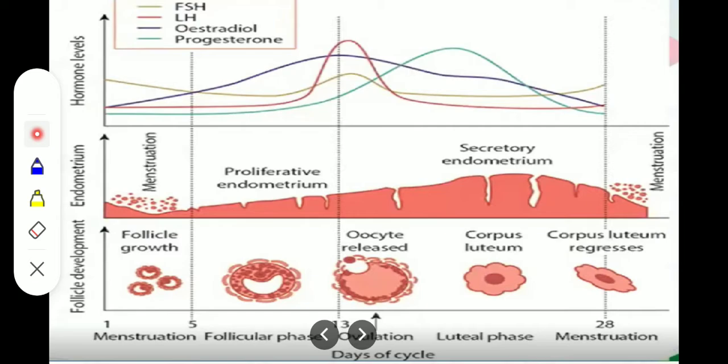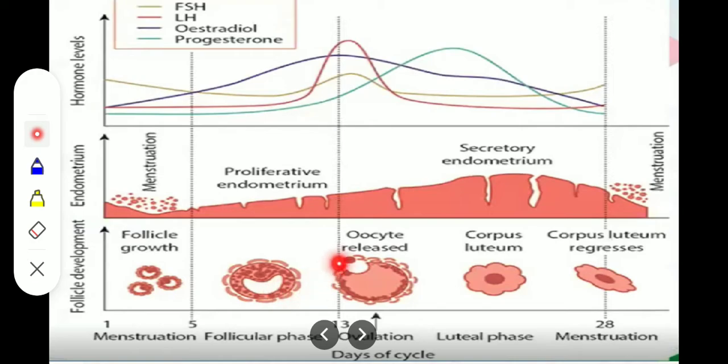And when we see the follicular development and the ovarian cycle on the bottom, you can see that from day 1 to 5 we have follicular growth. From 5th to 13th there is a follicular phase. Day 1 to 5 is basically the menstrual phase in the endometrium, but at the ovarian level, there is some follicular growth. And from 5th to 13th day, we have the follicular phase.